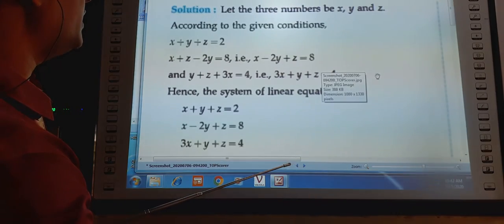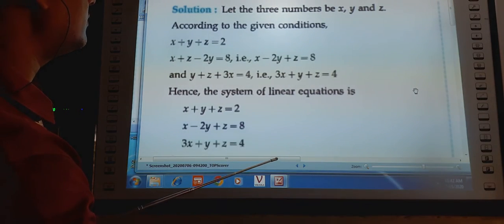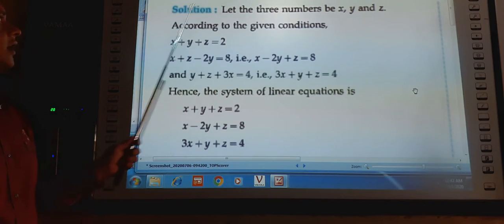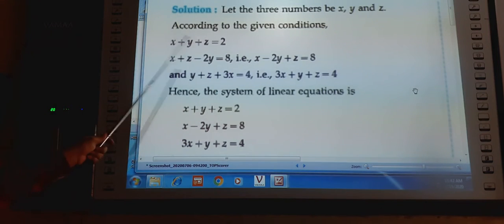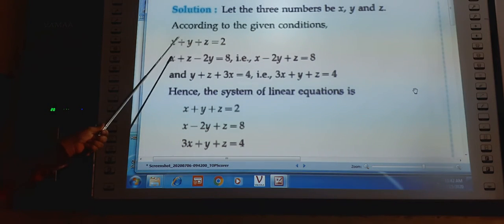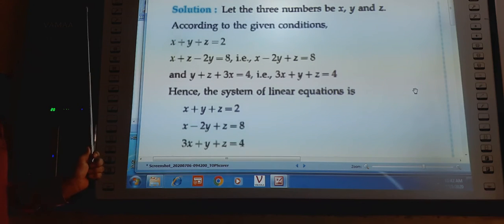Let the numbers be x, y, z according to the given condition. Their sum is 2, so we write x plus y plus z is equal to 2.